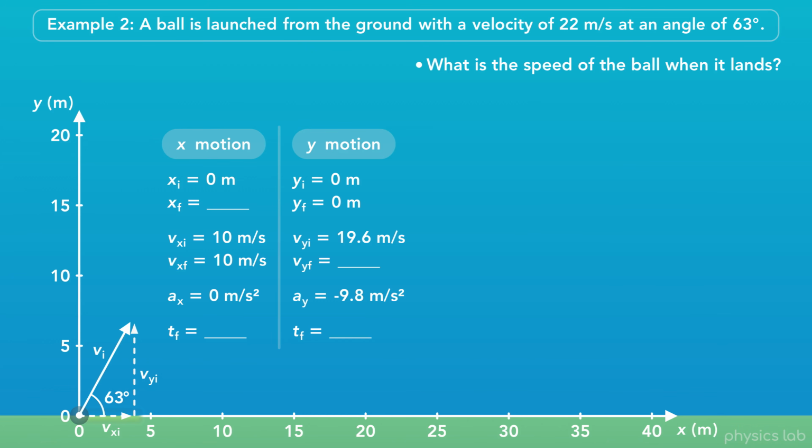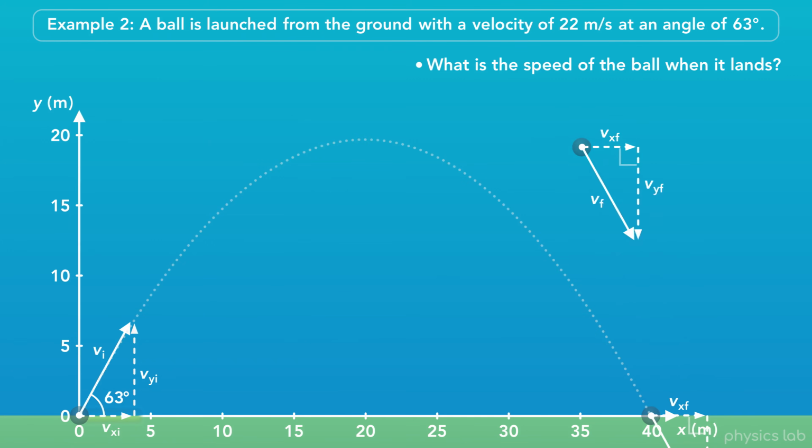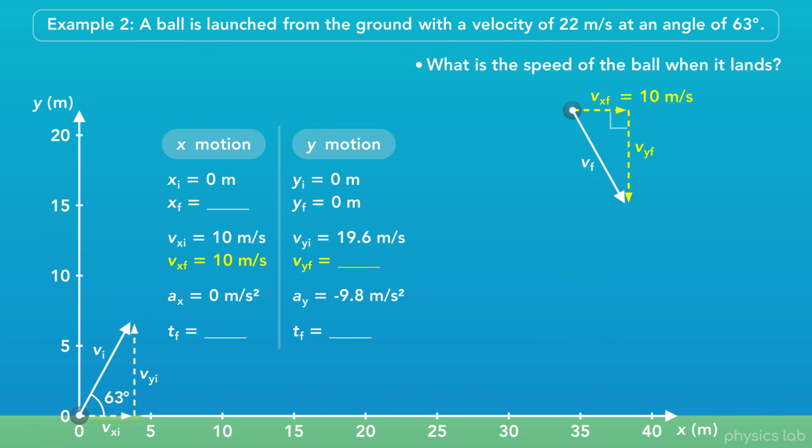Now let's wrap up this example by finding the speed of the ball when it lands. Just like the first example, the final velocity vector is the combination of the final x velocity and the final y velocity. We know the final x velocity, so let's find the final y velocity using this equation.